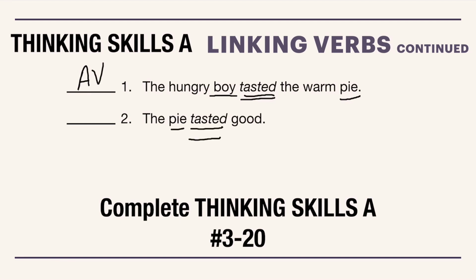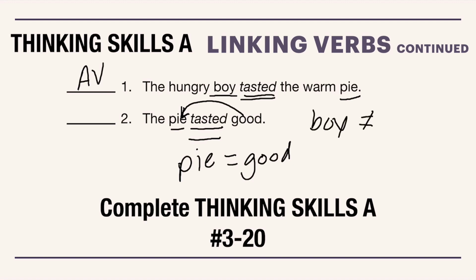Now, the pie tasted good. Again, we have this verb, talk about the pie, and then good. So good is describing pie and telling us how it tasted. So we have pie is equal to good. That works. Boy does not equal pie. And all the girls said, ew, of course a boy is not a pie. And so now it's a linking verb. So tasted is a linking verb.